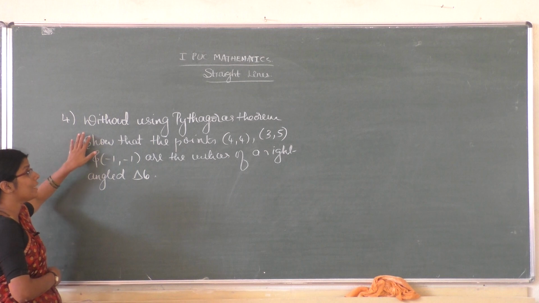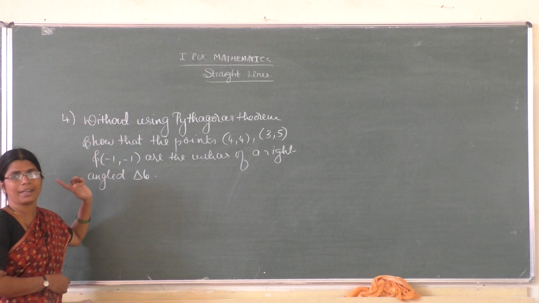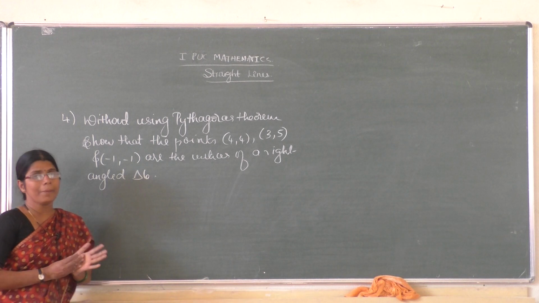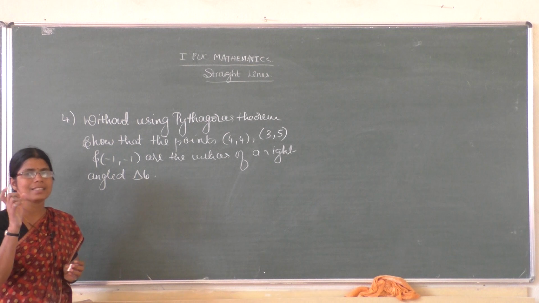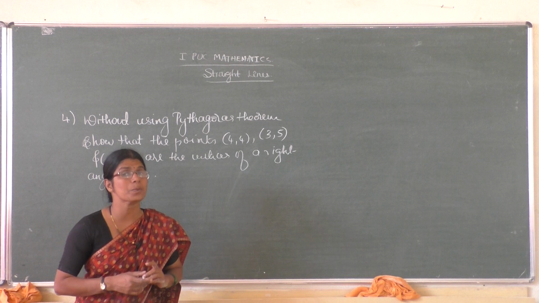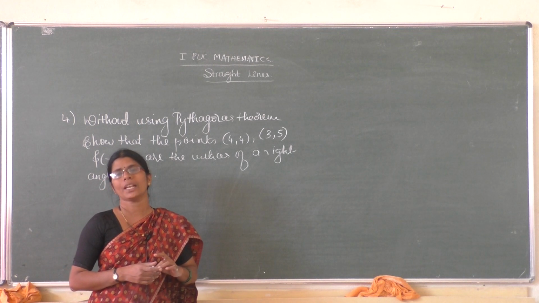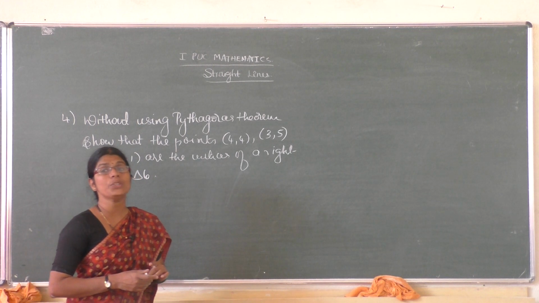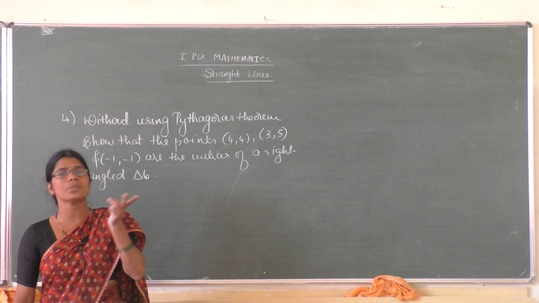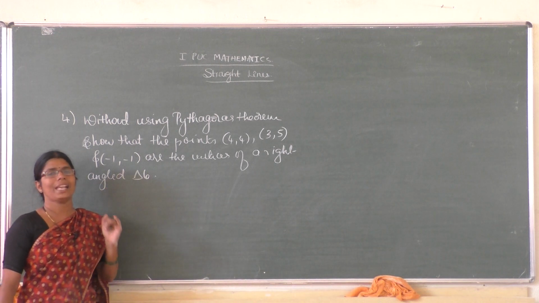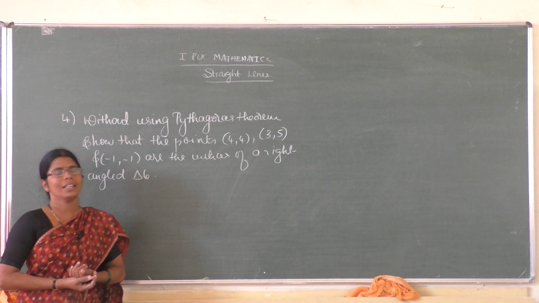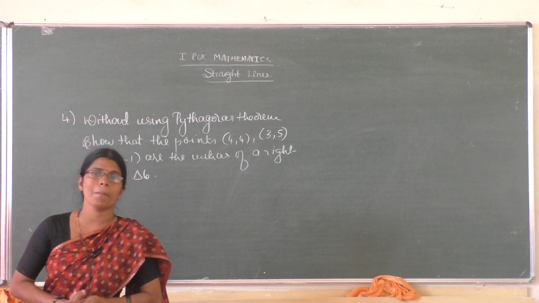But they told that we should not use Pythagoras theorem. So what else can we do? See, right angle triangle means what? One angle is 90 degrees, correct? In a triangle, one angle is 90 degrees. That means any two sides, out of the three sides, are perpendicular to each other. Then suppose any two lines are perpendicular, then the product of the slopes is equal to minus 1.